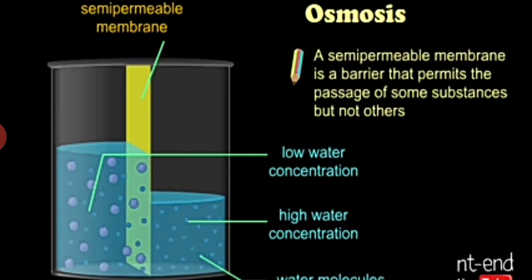The movement is from higher concentration to lower concentration. You can see that the water has higher concentration on the right-hand side and it is moving toward the lower concentration of water. Now we will discuss active transport.